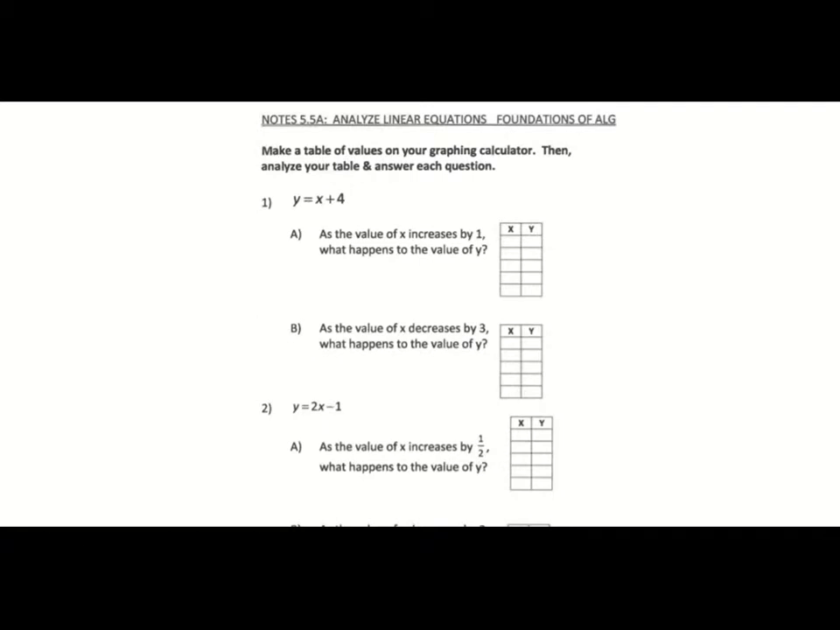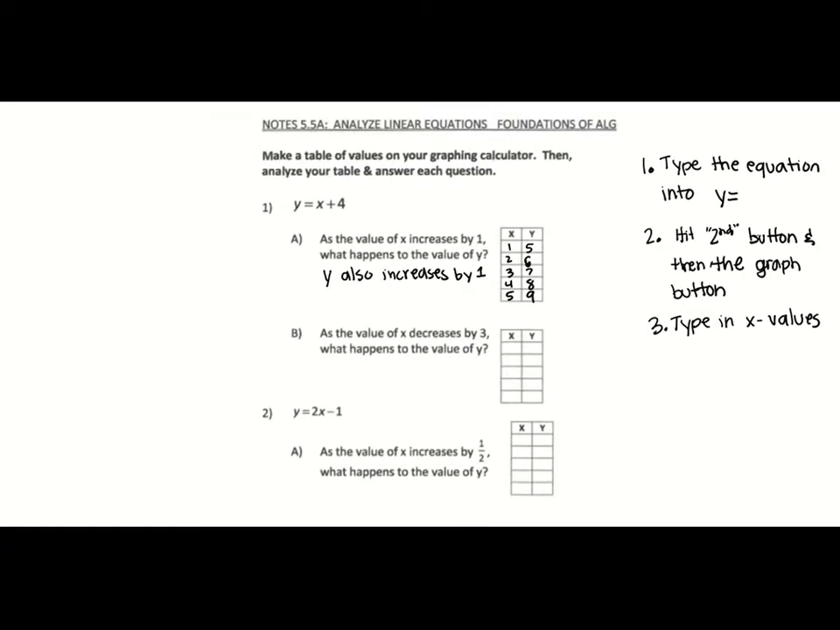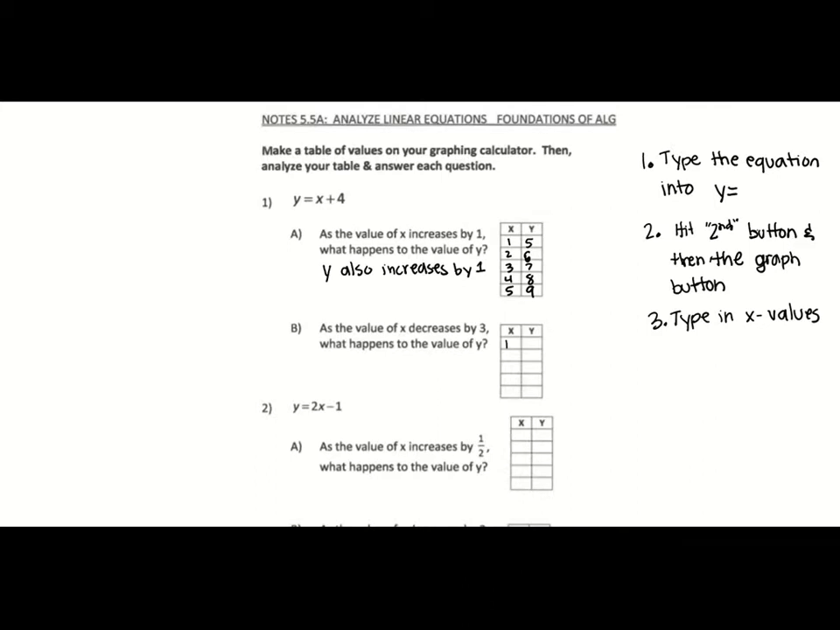Our next question: as the value of x decreases by 3, what happens to the value of y? Let's start with some x values and then slowly decrease those x values by 3 each time. I'm going to start at 12, and then subtract 3, I get 9. Subtract 3, I get 6. Subtract 3, I get 3, and then 0. I type 12 into my x column, and I get 16 for y. When I type in a 9, I get 13.